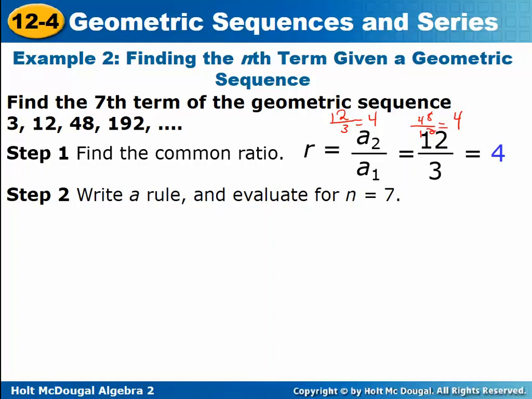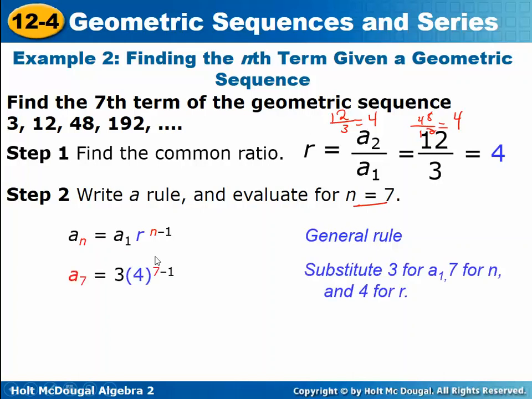Once you know the common ratio, we're going to write the general rule for geometric sequences, which you should write down on your notes and tape it to your wall and memorize it. And that is that a sub n is equal to a sub 1, which is the first term, which is 3 in this one, times r, the common ratio, which is 4, to the n minus 1. Now n is what term they're looking for. They're looking for 7. So n is going to be 7 for this problem. That'll change for whatever they're looking for. So a sub 7 is equal to 3, that was the first term right here, times 4 to the 7 minus 1.